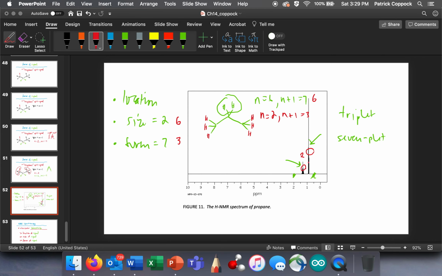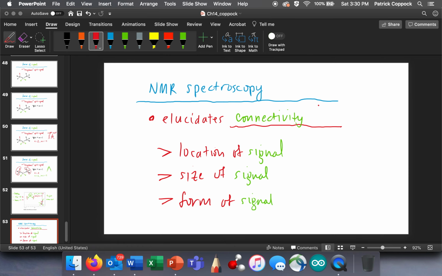Okay? All right. So that's pretty abstract. I wouldn't expect you to like that right away. But I do insist that you practice. I've got lots of practice available for you. Let's review then what we can get from NMR spectroscopy. First of all, NMR spectroscopy gives clarity on connectivity, and it does so through location and the size of the signal and also the form or the multiplicity of the signal. All right, go practice.